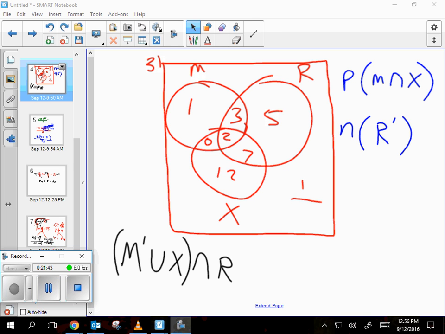Probability of M intersect X. Here is where M and X intersect right there. And so those two would win, so to speak, 2 out of 31. Raise your hand if you had 2 out of 31 for that first one. Good, that's probability, so you've got to divide it by something.